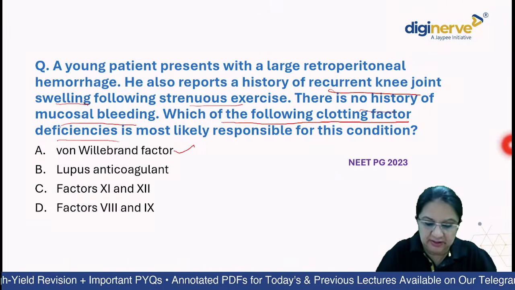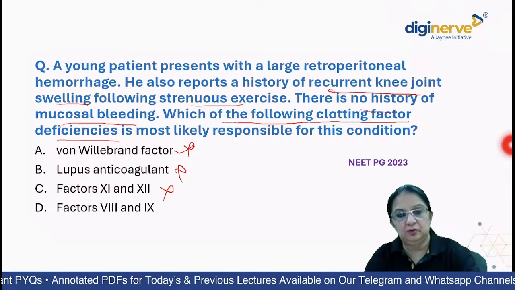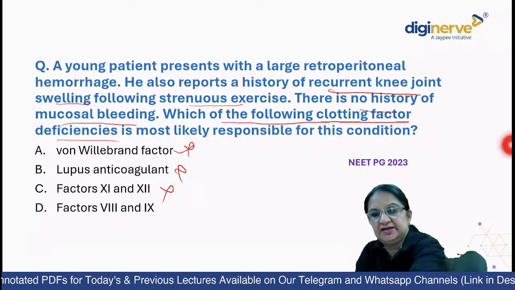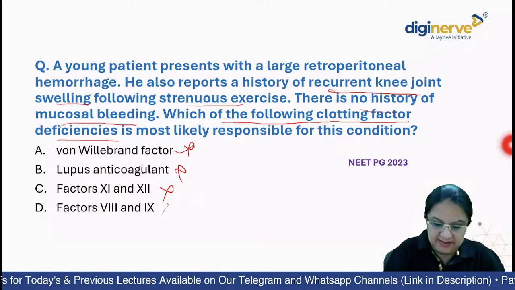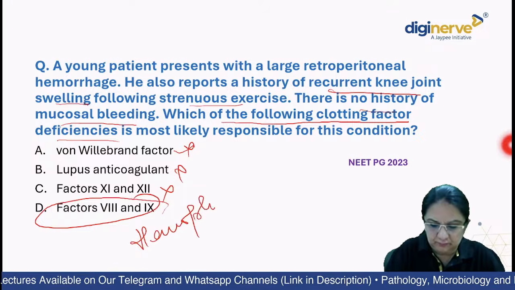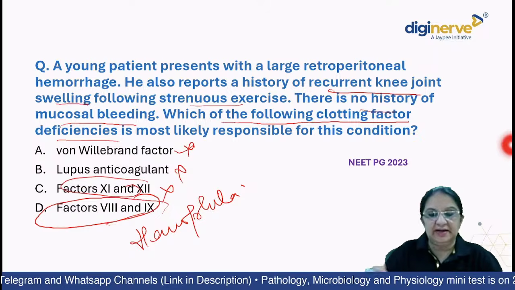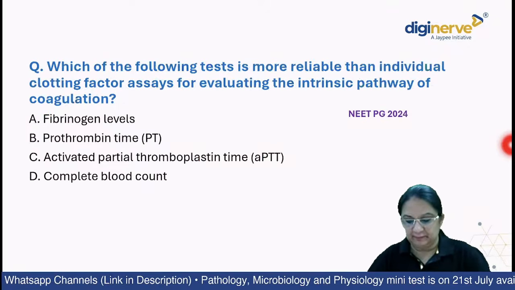Lupus anticoagulant, no. Factor 11 and 12, no. Deep tissue bleeding most likely occurs in factors 8 and 9. That is your hemophilia. Hemophilia, factor 8 and 9, deep tissue bleeding, right?